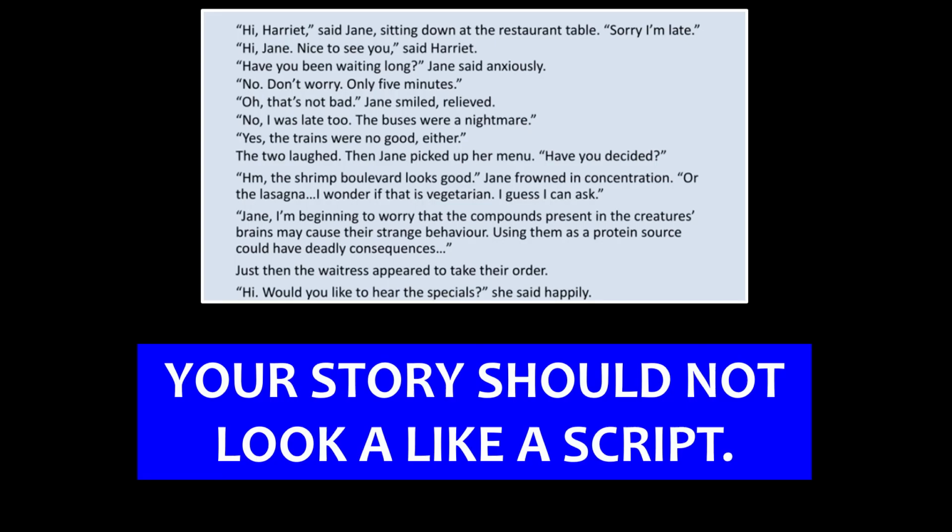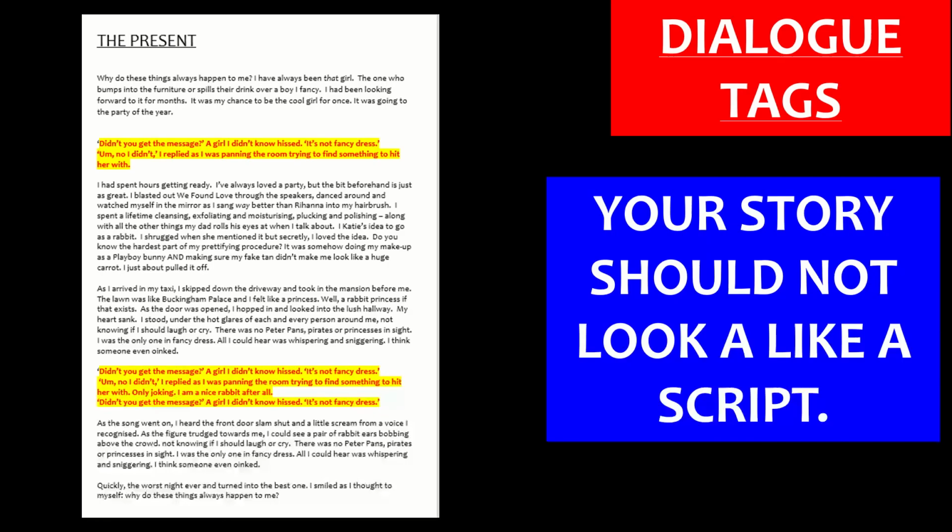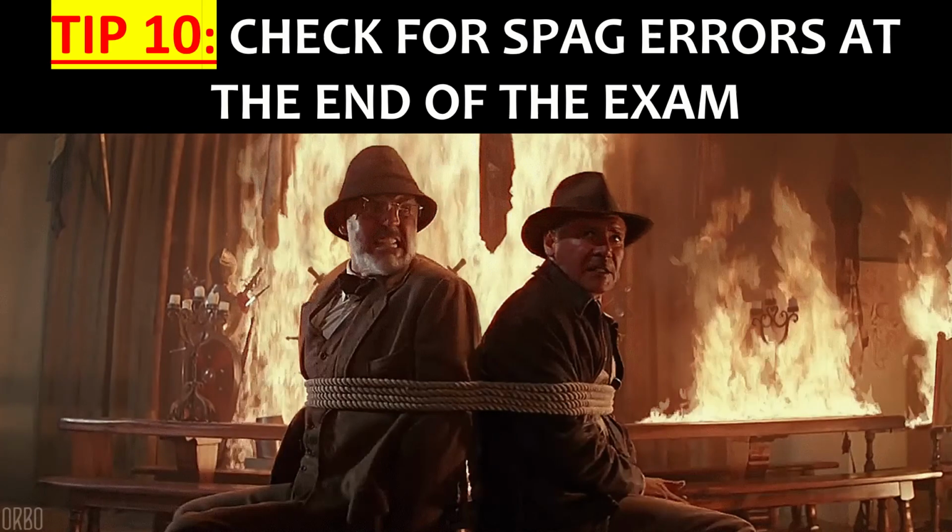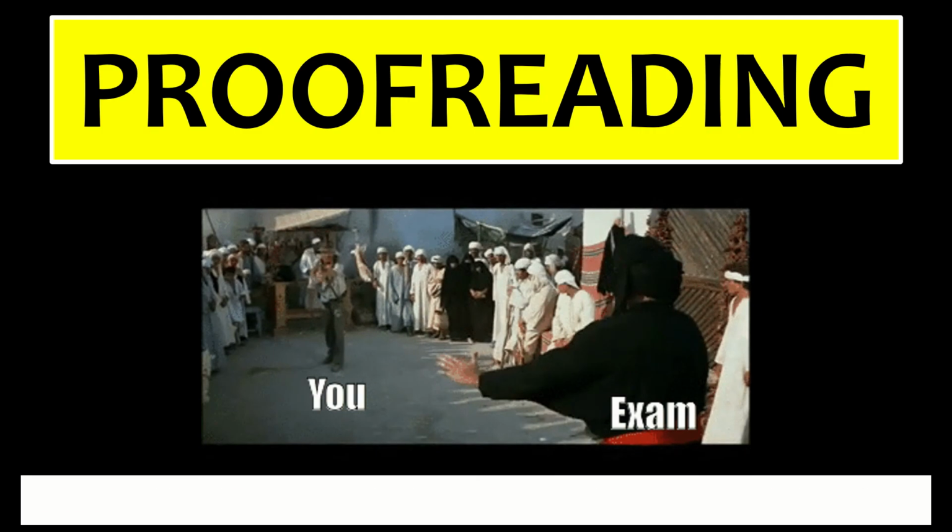And your story shouldn't look like a script. It shouldn't look like this, where every single line is a new person speaking. It shouldn't be a conversation. I would say you want to do something like this, where you've got dialogue maybe 6 or 7 times through your story. Last tip: check for spag errors at the end of the exam.